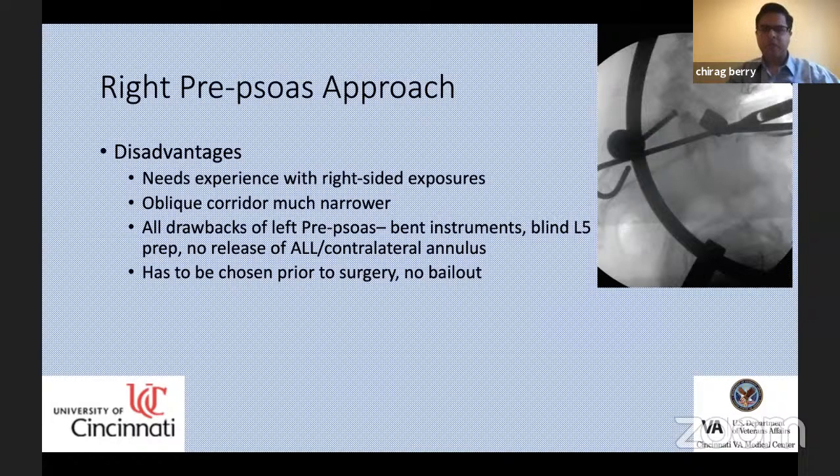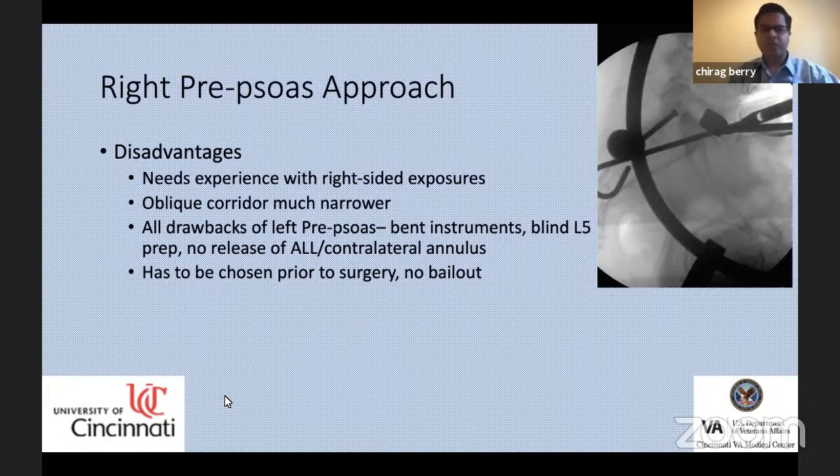And this approach has to be chosen prior to surgery. You cannot use this approach as a bailout of any other approach. You have to decide preoperatively that you're going to go from the right side, and then be able to do this approach. So you may have to bail out on your L5S1 and do it posteriorly if you're not able to reach it for some reason intraoperatively with this approach.